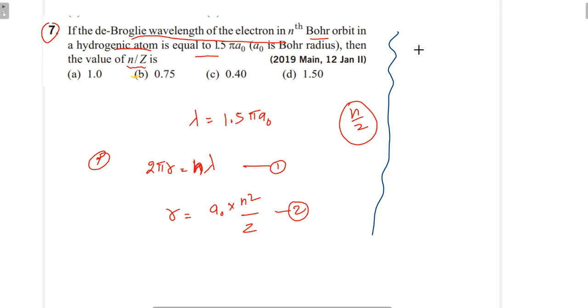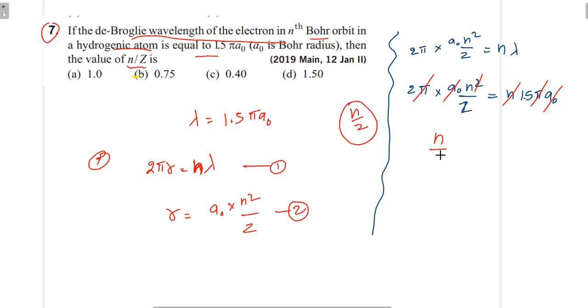Now just apply this formula: in place of r, put A0 n square by z, so 2 pi r equals n lambda. This is the final formula. Now 2 pi A0 as it is, n square by z, let it be n square by z. Which atom is it? Hydrogen atom. Okay, z also as it is. Next, n lambda. The lambda value is 1.5 pi A0. So now simply you can cut A0 and A0, n and n square, then pi and pi.